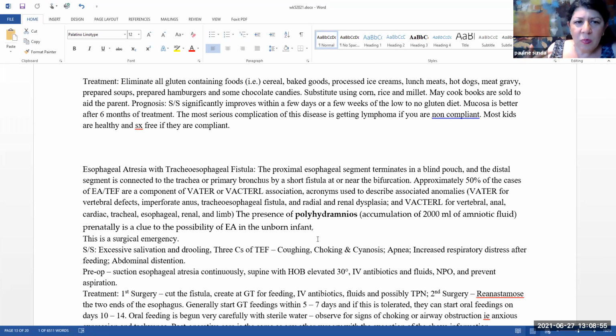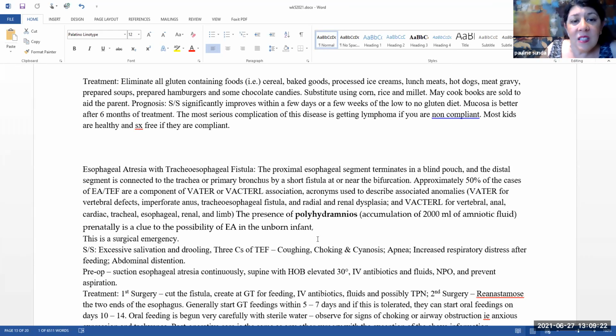Gravy, prepared soups, prepared hamburgers, some chocolate candies. So it's critical that these parents read the labels on everything they feed their children. You can substitute things like corn, rice, and millet. There are many cookbooks out there that will help a parent to maintain a low to no gluten diet.